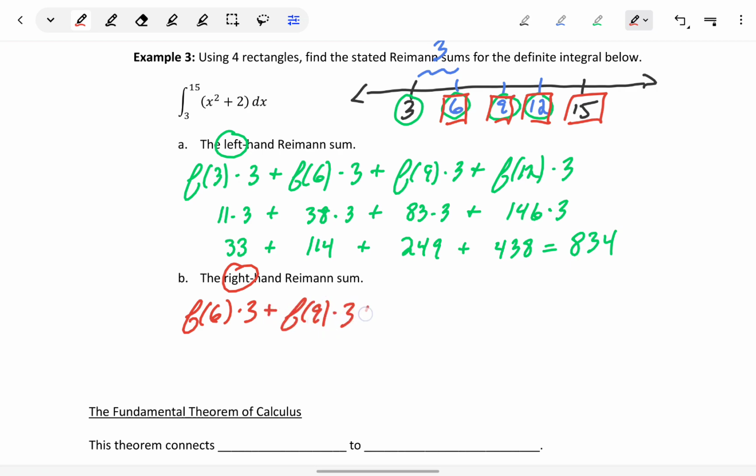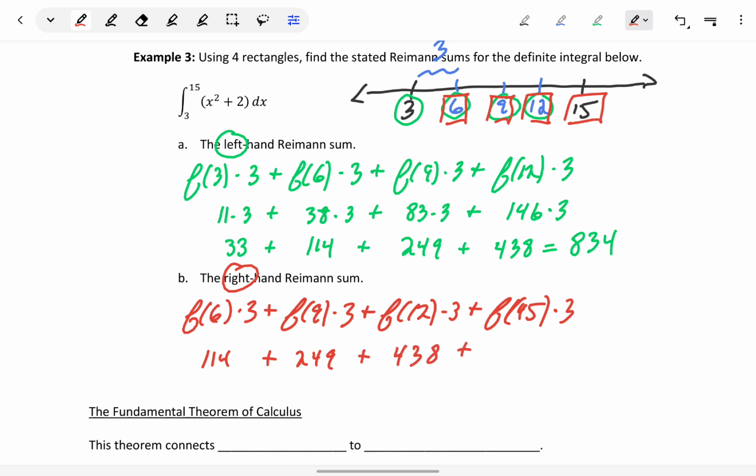plus f of 9 times 3, plus f of 12 times 3, plus f of 15 times 3, which would give us 114 plus 249 plus 438, plus f of 15 would be 227 times 3, or 681. And adding those up would give us an approximate area of 1,482 square units.